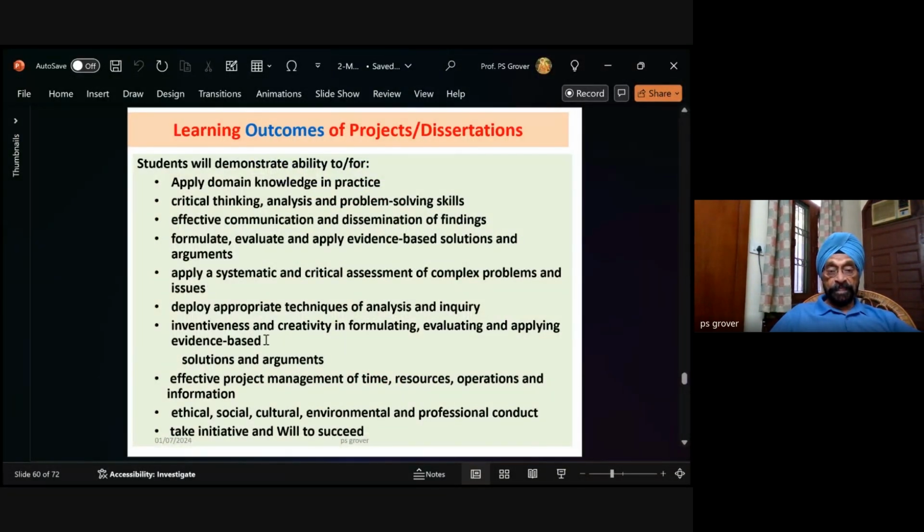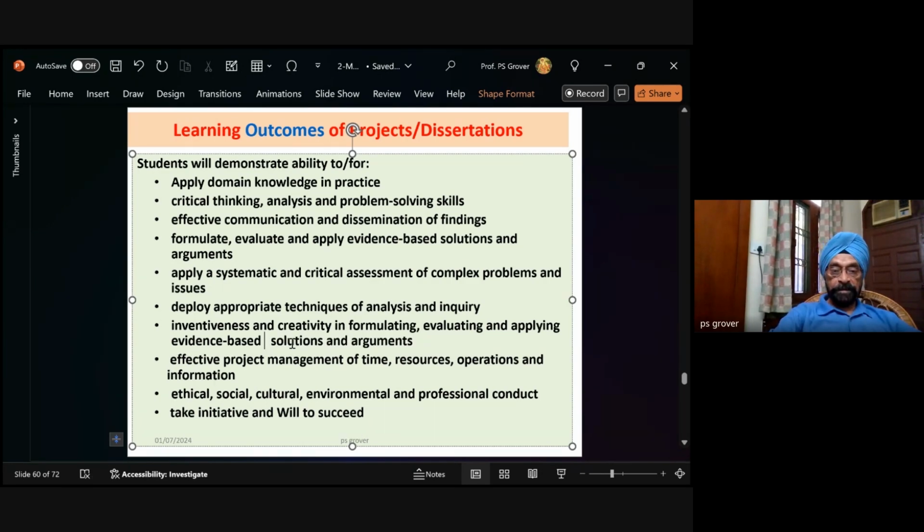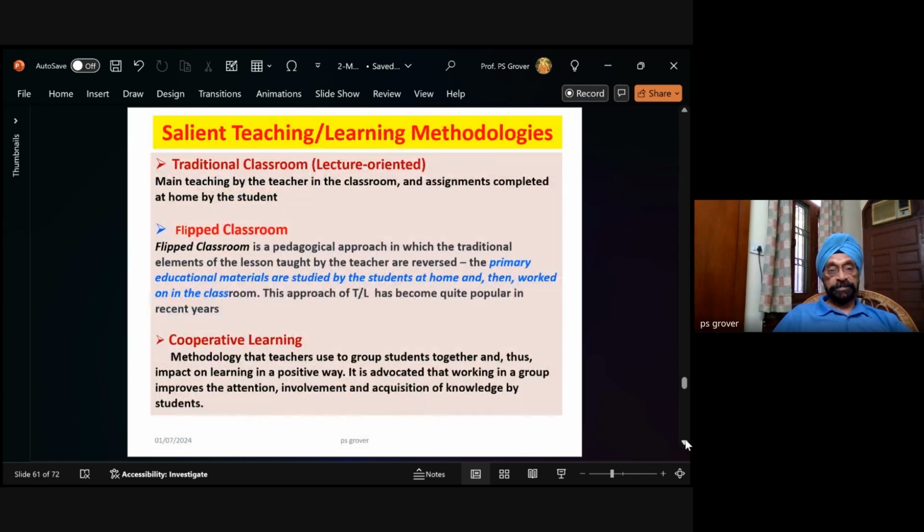How much learning is involved in the project? What is project-based learning? So the curriculum that we design should have projects, and those projects should be such that they do not focus on doing the project. They should focus on project learning. This is a part of implementation. This is a part of teaching, and then the salient teaching-learning methodologies which should be part of the curriculum.